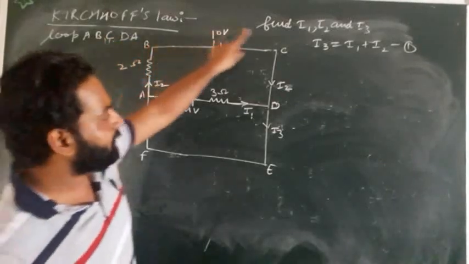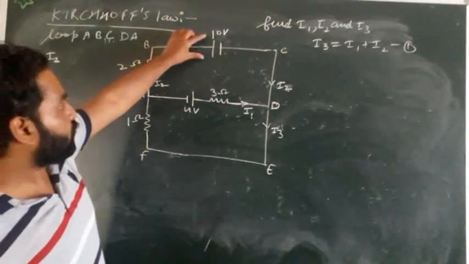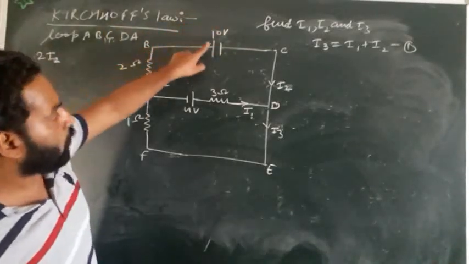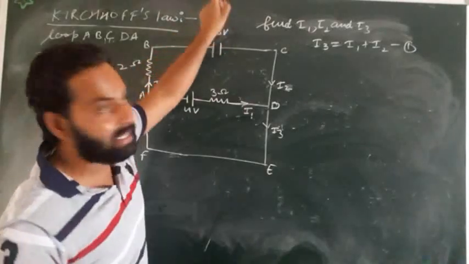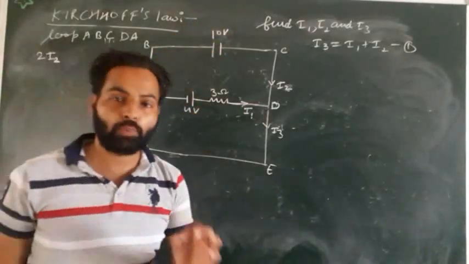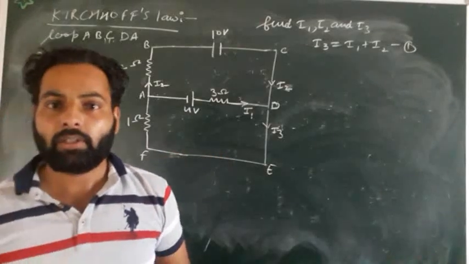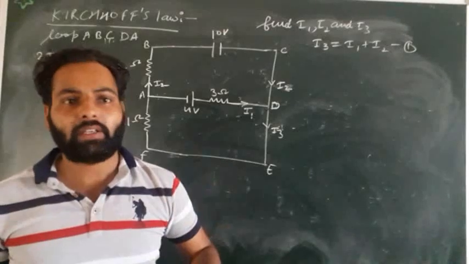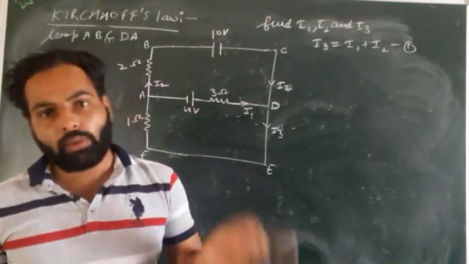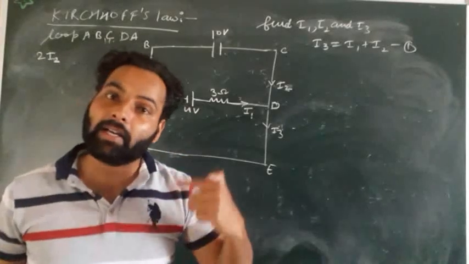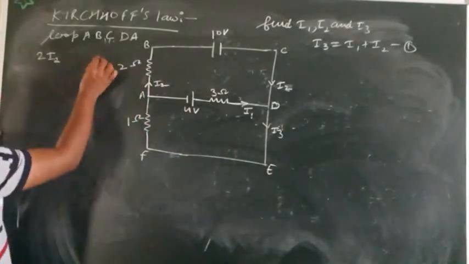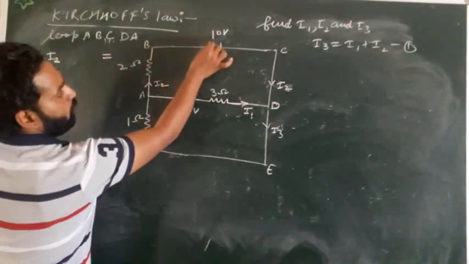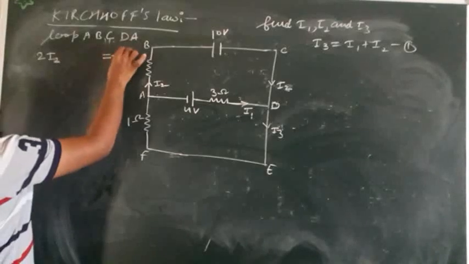Now we move from B to C. When we move from B to C, our loop hits the positive terminal of the cell. When your loop hits the positive terminal of a cell, the EMF of that cell is taken as negative. This means whenever your loop hits the positive terminal of any cell, write its value as minus, and if it hits the negative terminal, write its value as positive, on the right hand side. Here the loop hits the positive terminal, so it is written as minus 10.